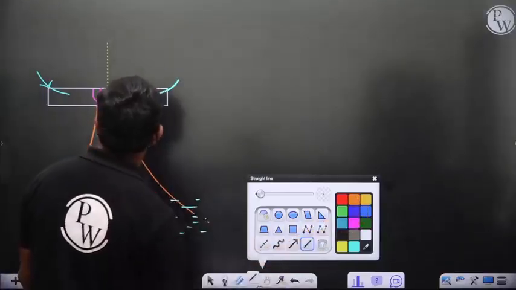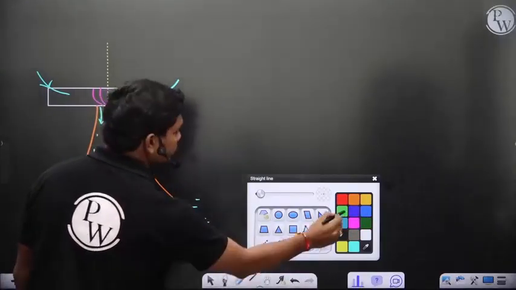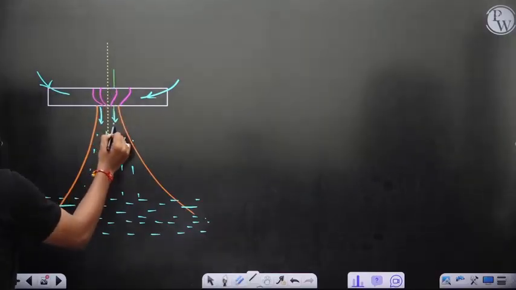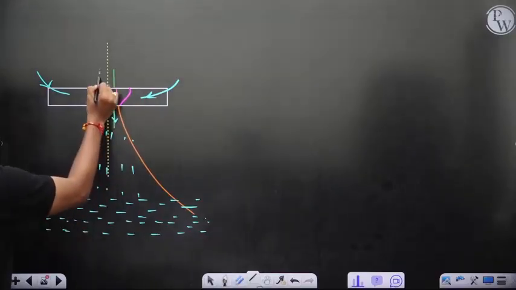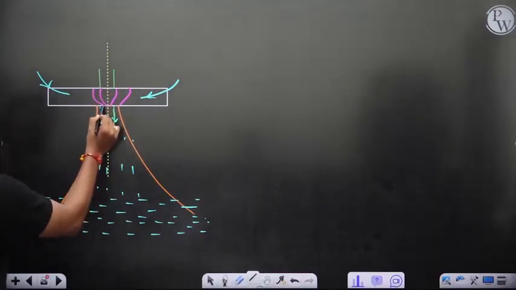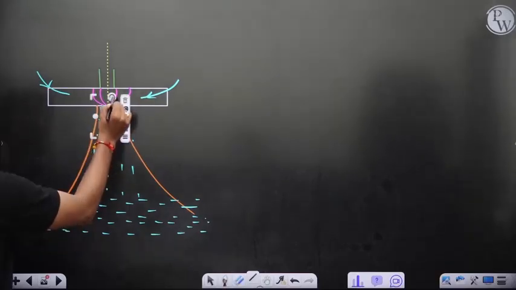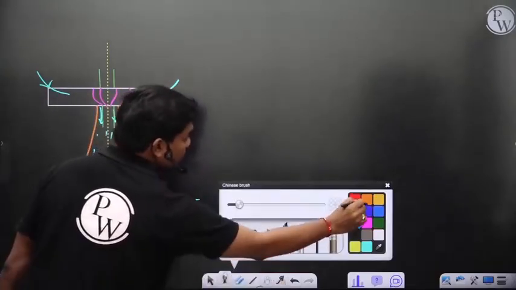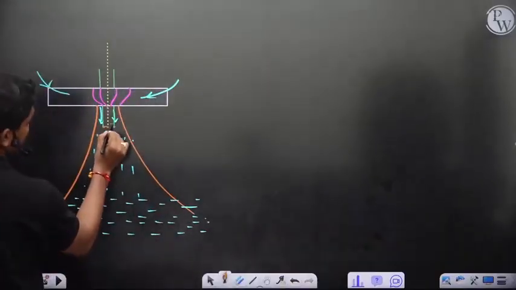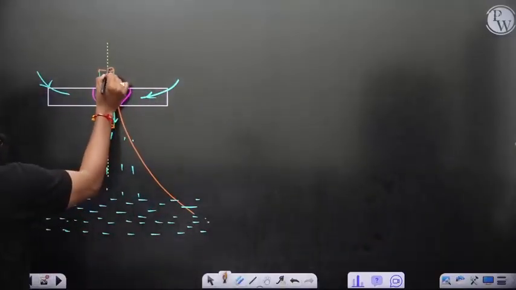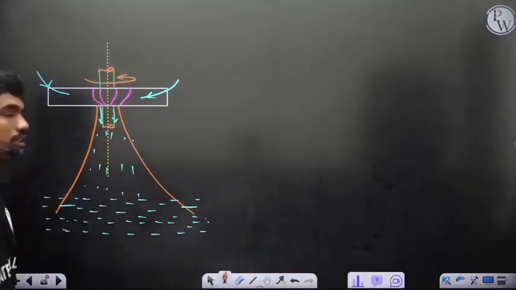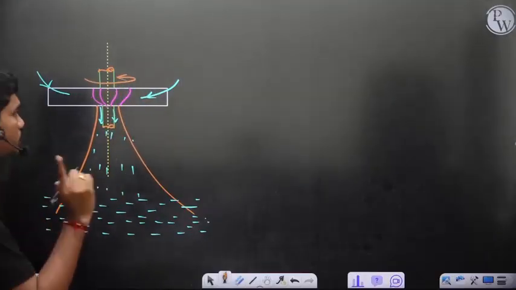Which color shall I take? White, blue, green, yellow, green. So this is the shaft on which it is mounted. This shaft will be connected to the generator shaft, and the wheel rotates about this shaft. So this is a wheel which rotates.